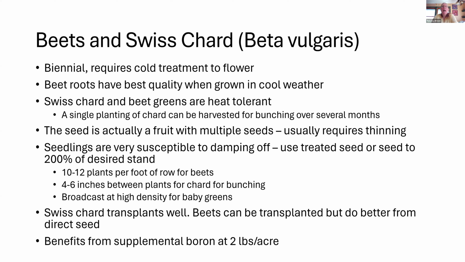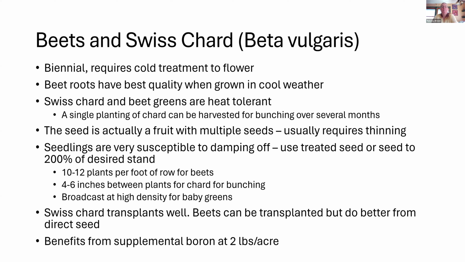Beet seed is actually a fruit or a seed pod with multiple seeds, which means that you generally are going to need to thin. The other thing is that seedlings, particularly in beet, are very susceptible to damping off. So if you are direct seeding, you want to either use fungicide treated seed or seed to 200% of the desired stand. So that means basically put down twice as much seed as you think you'll need.